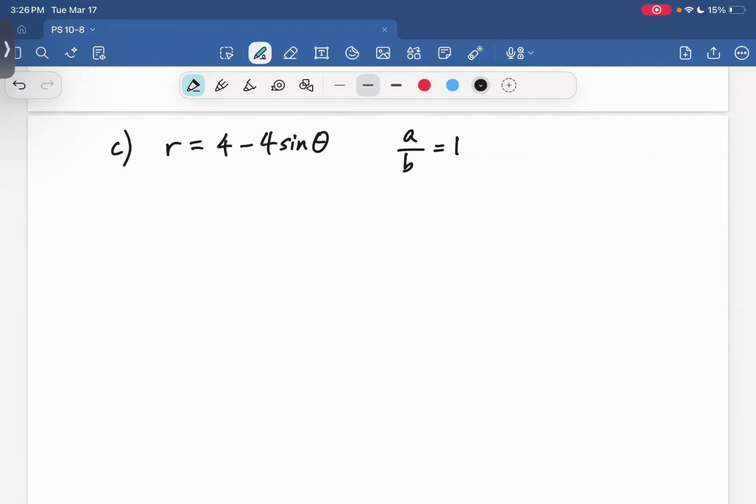And for any Limaçon, we have to plug in 4 points. Let's plug in those points: 0, pi over 2, pi, and 3 pi over 2. If we plug in 0, sine 0 is 0, so it's 4. Sine pi over 2 is 1, so that's 0. Sine pi is 0, 4. Sine 3 pi over 2 is -1, so we have 8 here.